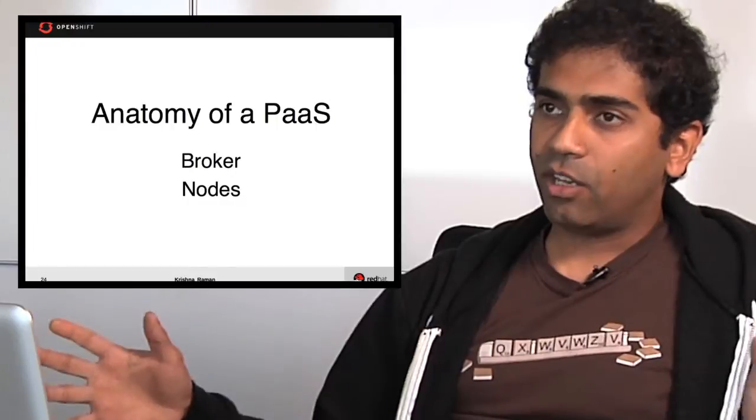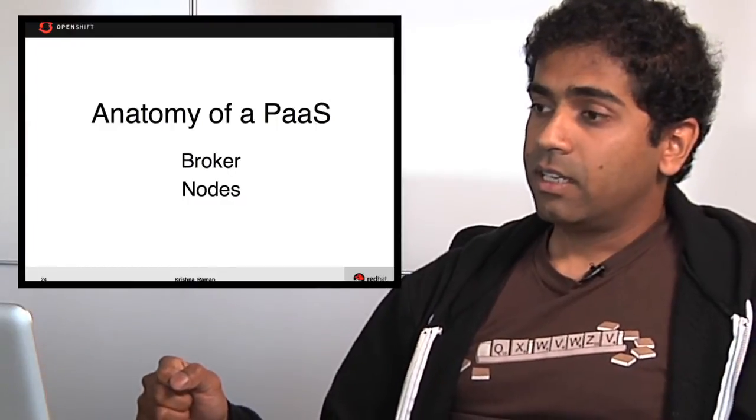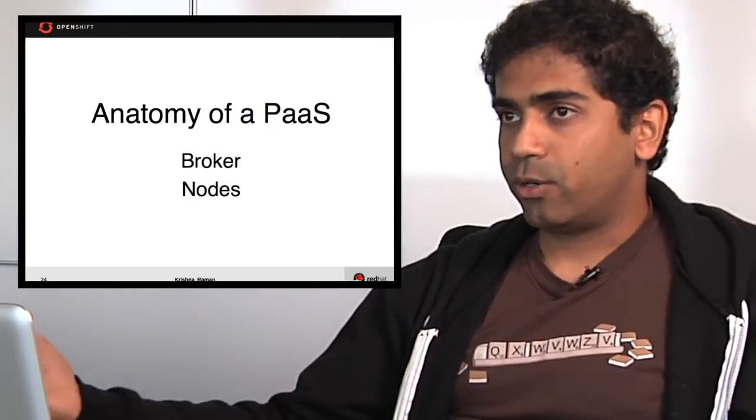It takes care of starting, stopping, scaling up, down the application. On the back end, it uses a best-of-breed scalable data store, basically Mongo, to maintain all of the metadata for this application, and uses mcollective to communicate between the broker and the node.